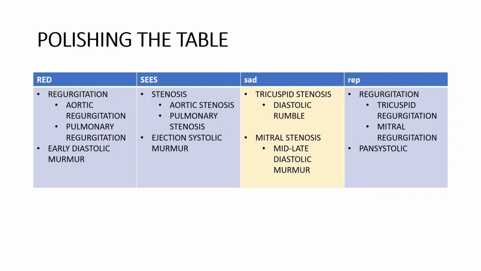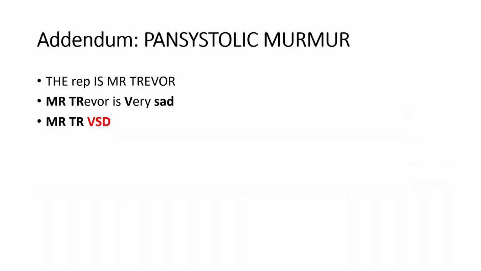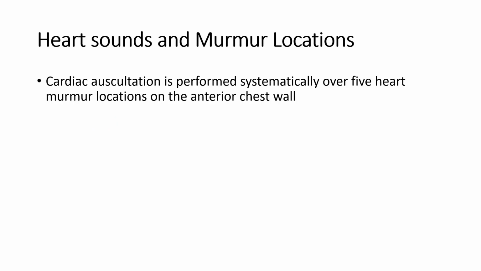And now, tricuspid stenosis will give you a diastolic rumble, while mitral stenosis will give you a mid to late diastolic murmur. This slide is trying to introduce ventricular septal defect as one of the causes of pansystolic murmur.